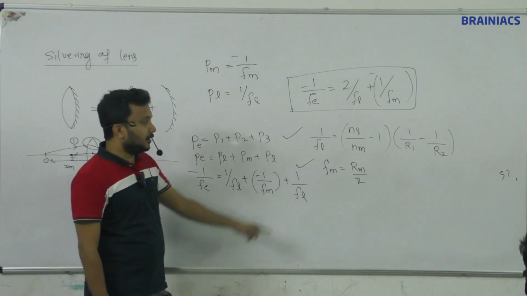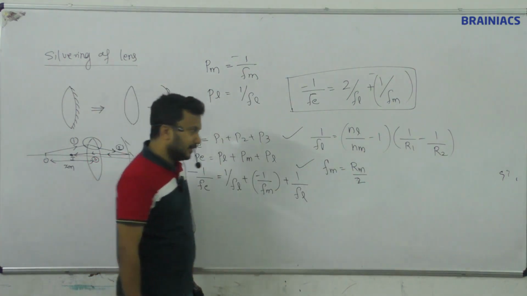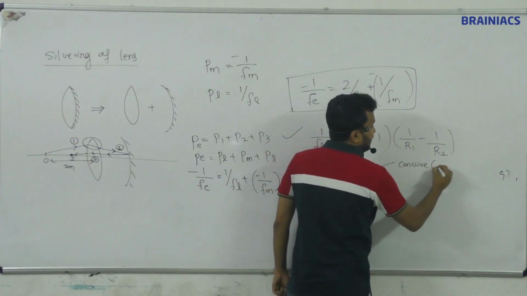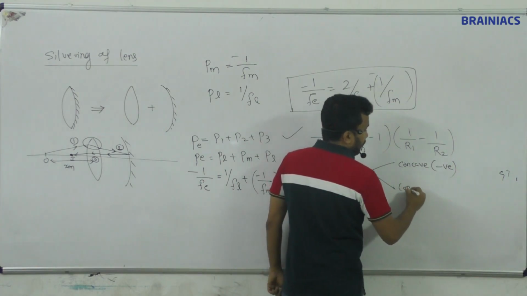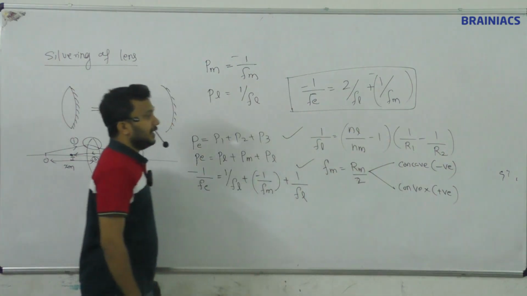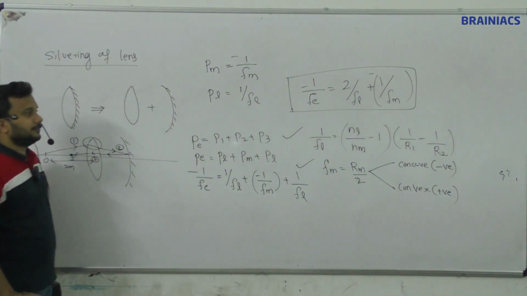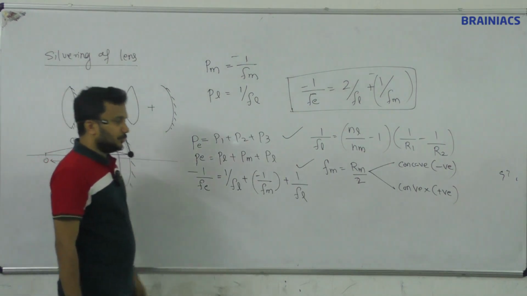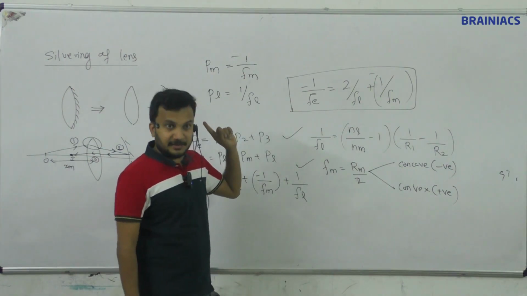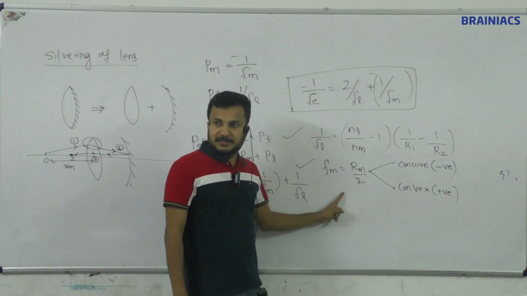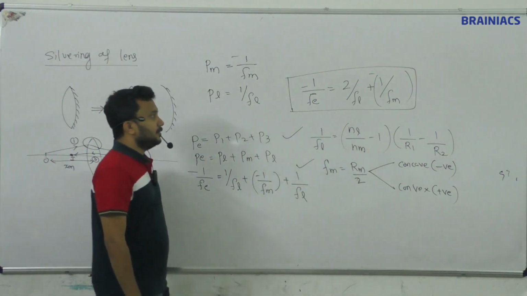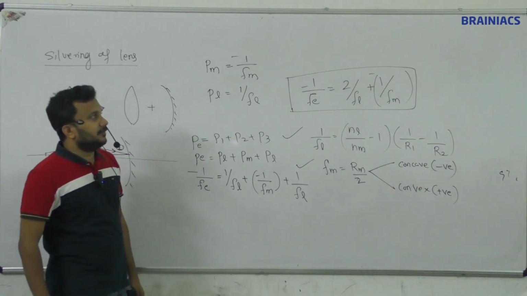Concave mirror, is the focal length positive or negative? Negative. So this value for concave is negative, and for convex it is taken as positive. You will get Fm equal to a negative value for a concave mirror and Fm equal to a positive value for a convex mirror. This we have already learned, right? In a mirror, concave mirror focal length is negative, convex mirror focal length is positive, and minus 1 by Fe equals 2 by FL plus minus 1 divided by Fm.